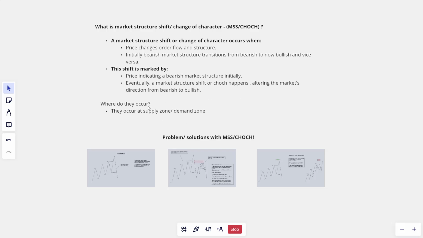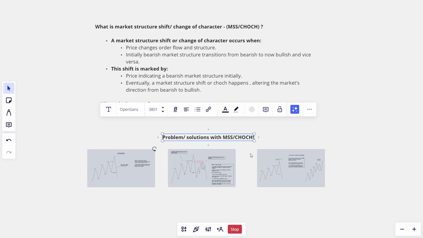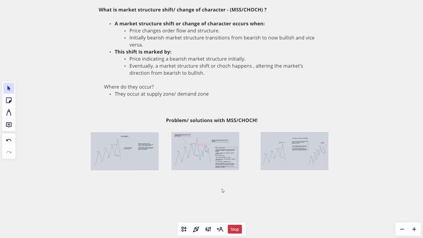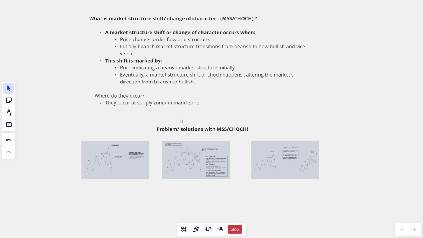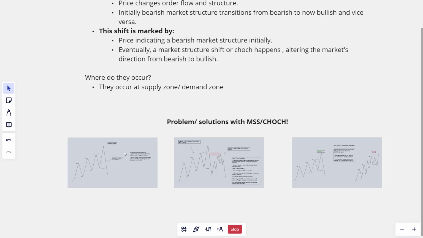So where do they occur? They occur mainly at supply zones, when price is reaching a supply zone, or when price is reaching a demand zone. So right here I have some simple schematics of just the problems and solutions with market structure shift and change of character, and I don't have any marked up charts right here, so we will hop on the live charts just for us to see this better, right? So first, let's go through these schematics.